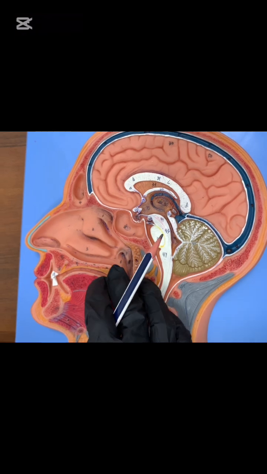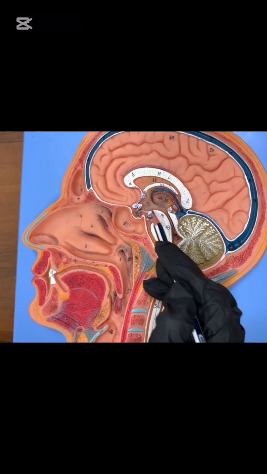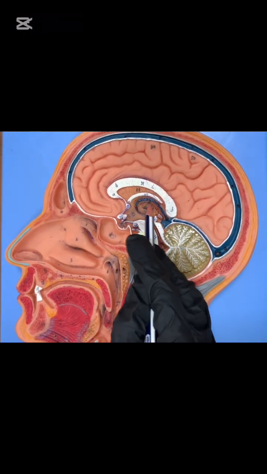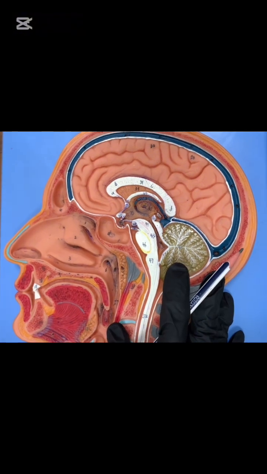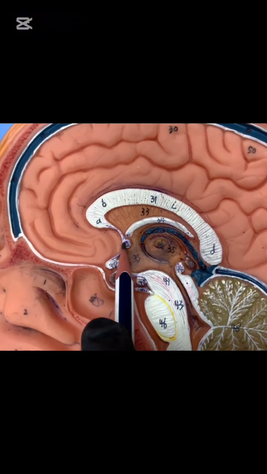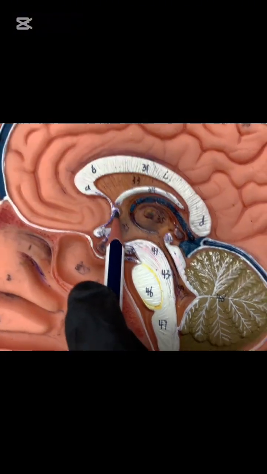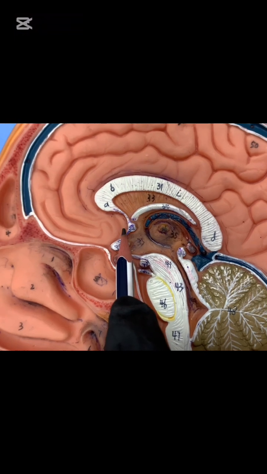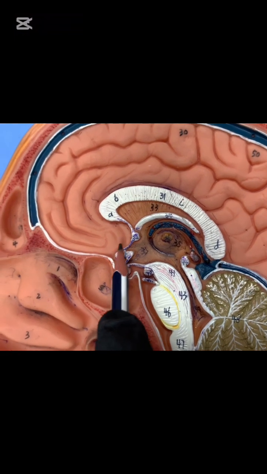It has four walls: anterior, inferior, posterior and superior, in addition to the lateral wall. This is the anterior commissure that connects the two temporal lobes of the brain. We have the lamina terminalis. This is the anterior wall.